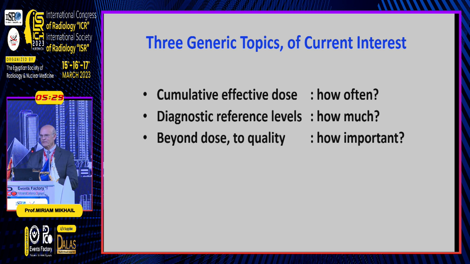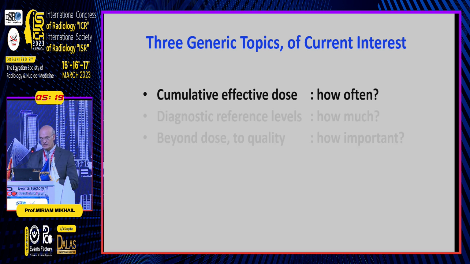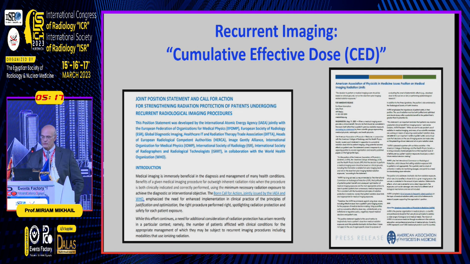So how often do we image in terms of recurrent imaging, diagnostic reference levels, when too much is too much, and then beyond dose to image quality, and how important is this? So start with cumulative effective dose. I think the preferred term is recurrent imaging. That is children that get multiple examinations, radiographs, nuclear medicine studies, CT examinations, et cetera.